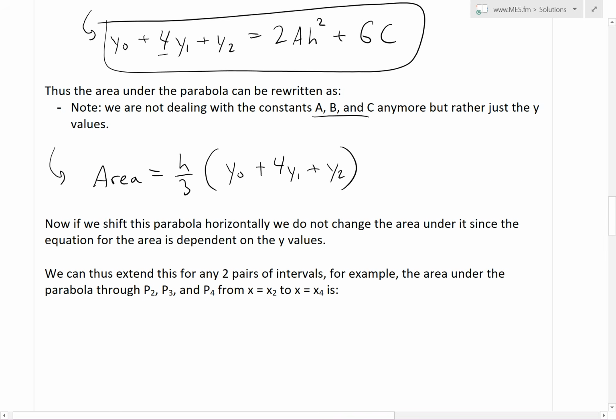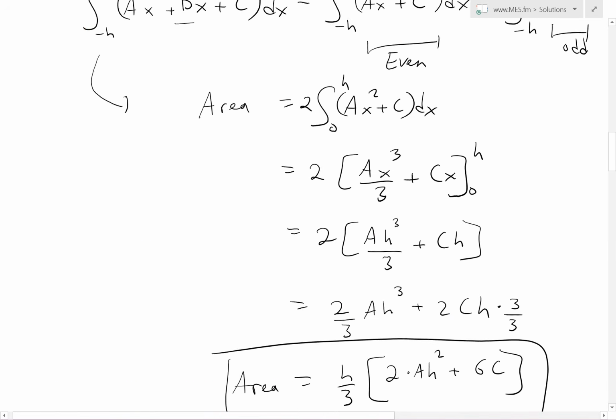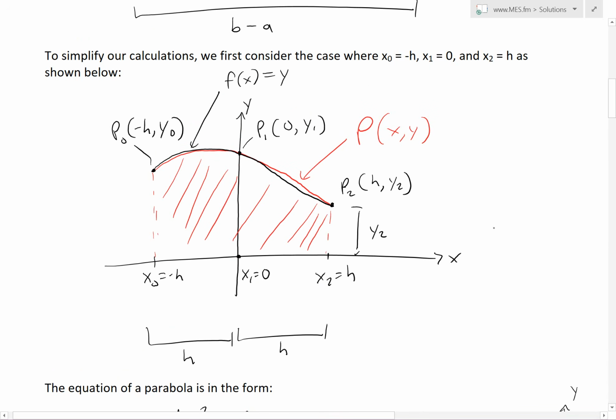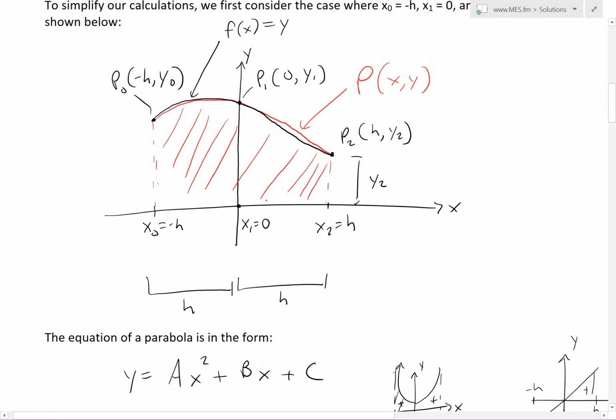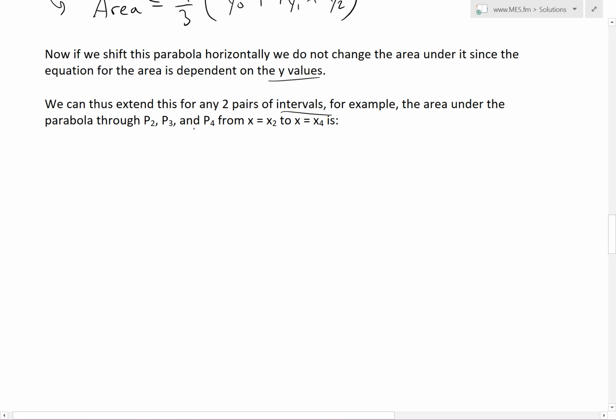And this means that if we shift this parabola horizontally, we do not change the area under it, since the formula is dependent only on the y values. So what I mean is, anywhere we move this parabola, the only thing changing is the x values, but our formulation for area is just dependent on the y values. So we can move this across to the right, and it will still be the same area. And this means that we can extend this for any two pairs of intervals, for example, the area under the parabola P2, P3, and P4 from x2 to x4.